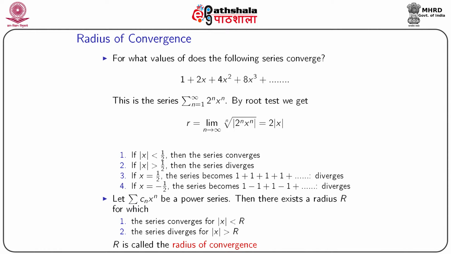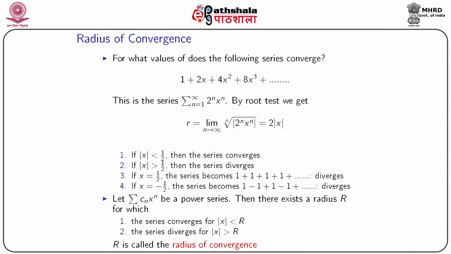What will happen if x is equal to 1/2? Then the series becomes 1 plus 1 plus 1 plus 1 and so on. So it is a divergent series. If x is equal to minus 1/2, the series becomes 1 minus 1 plus 1 minus 1. Once again it also diverges. So this is how we apply the root test.